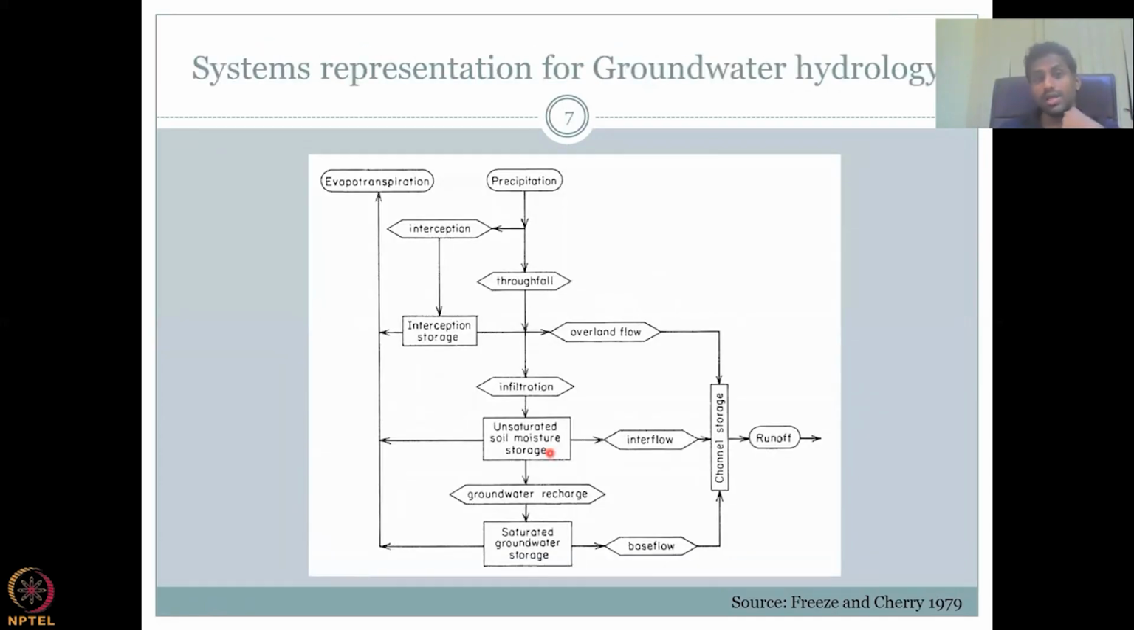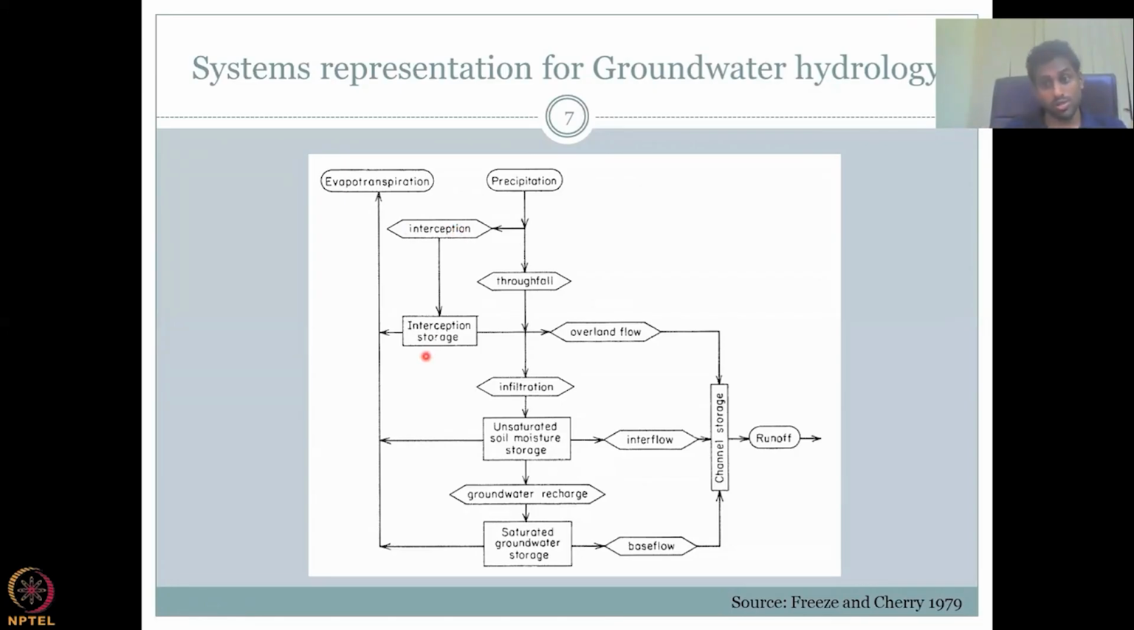So based on this, we can have a systems approach representation of groundwater hydrology, the hydrological situation. You have precipitation. Part of the precipitation goes as interception, which means the plants and trees which are there can actually cut through the rainfall occurrence and catch the rainfall. For example, you have broadleaf trees, banana leaves, etc. So when rainfall happens, you see the trees are wet, which means some volume is captured by these leaves. That is called interception.